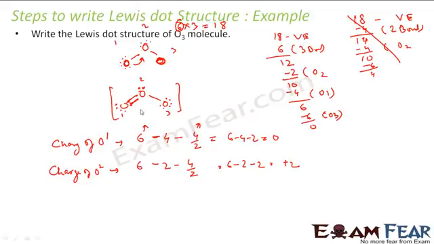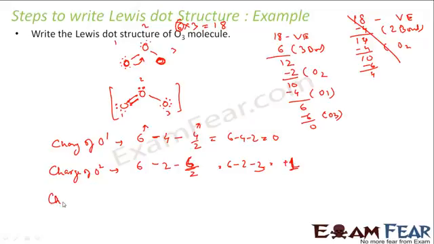Sorry, there's a mistake here. So it has 6 shared electrons here, right? 6, 2 plus 1, 3. And the total contribution will be 6 by 2, so that is 6 minus 2 minus 3, that is plus 1. So it has got plus 1 charge. So this guy has got plus 1 charge.